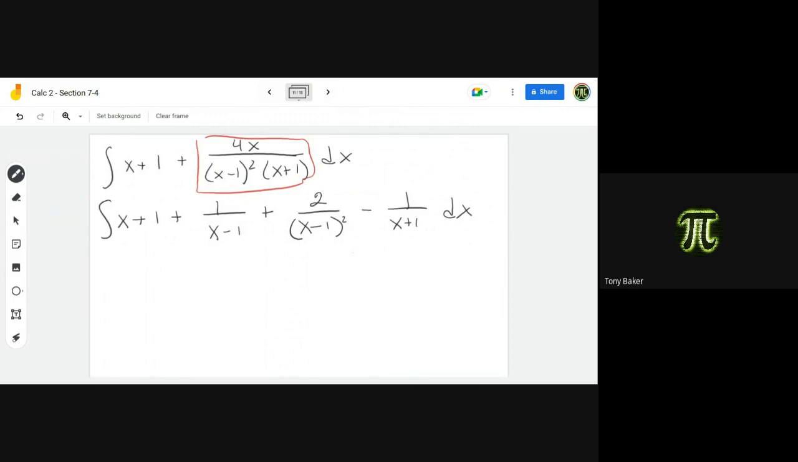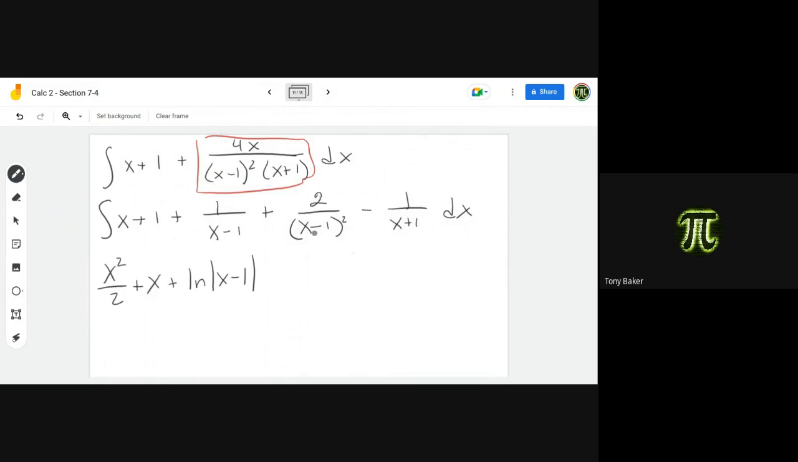So, all right, what's the integral of x? What's the integral of 1? What's the integral of 1 over x minus 1? As much as this is an annoyance, don't forget your absolute value around those. Remember, ln cannot be negative, and x can be any value in this situation, so you have to have the absolute values there.